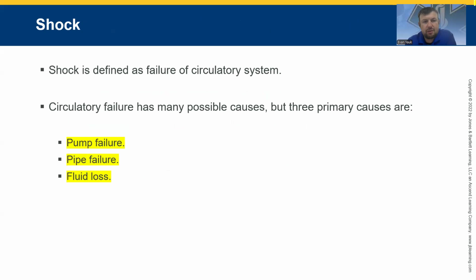Shock is defined as a failure in the circulatory system. Circulatory failure has many possible causes, but three main causes. And we talked about this earlier: pump failure, pipe failure, or fluid loss. If one or two or all three of these mess up, you're going to have shock. You can have shock based off psychological, psychogenic causes. Say a girlfriend broke up with her boyfriend, or the boyfriend broke up with the girlfriend, and she goes into a panic attack. That is a form of shock. If her body does not know how to handle it, her heart speeds up, it's not pumping like it should, she's not breathing like she should, she can go into shock.